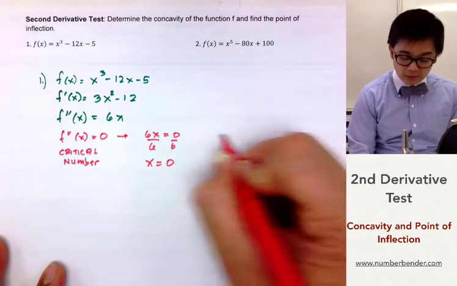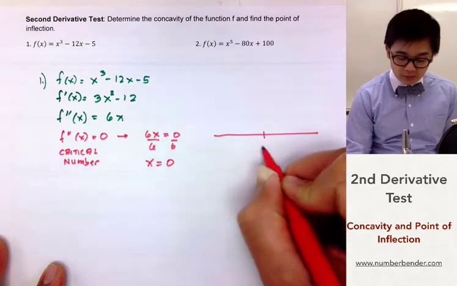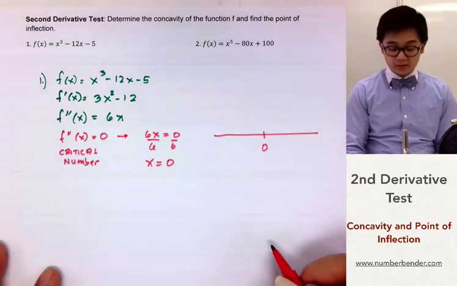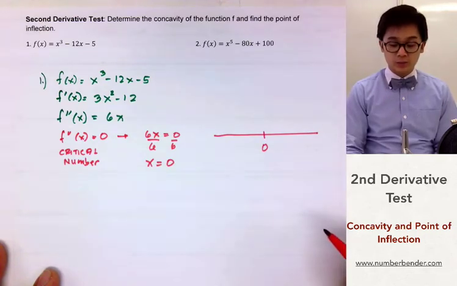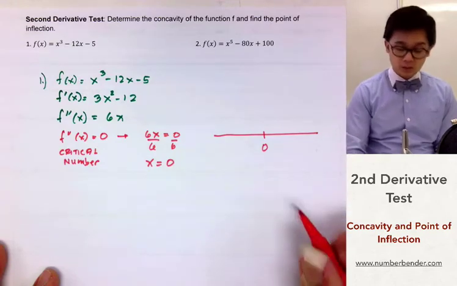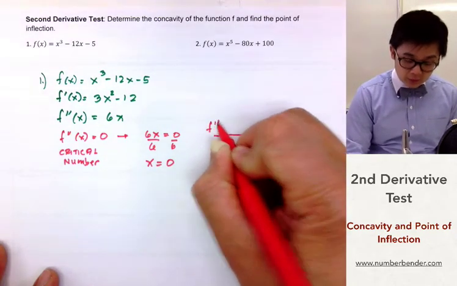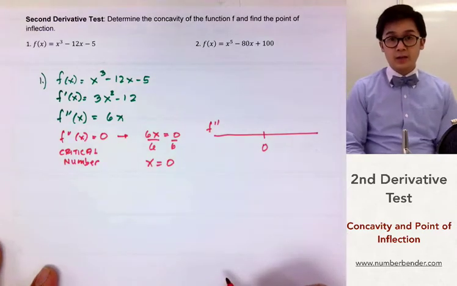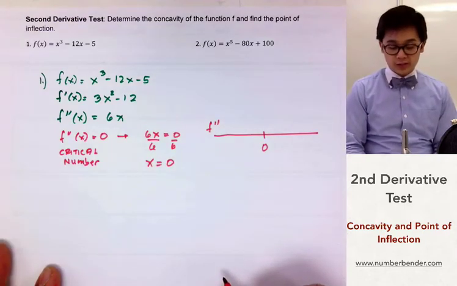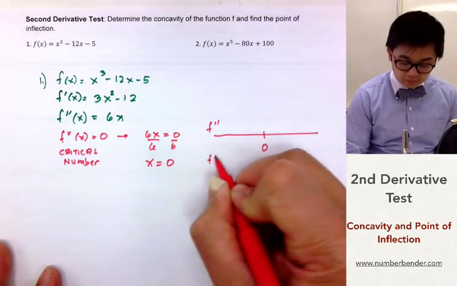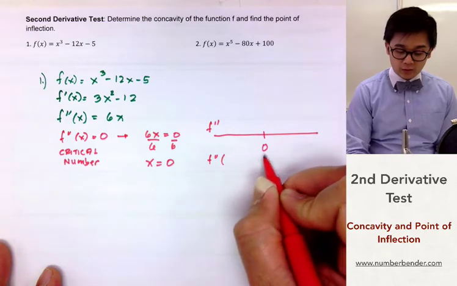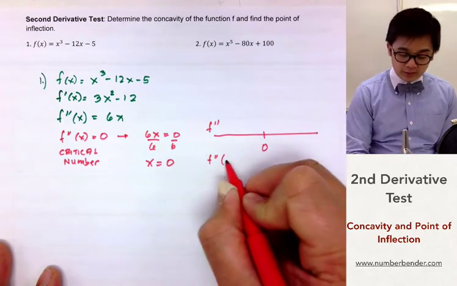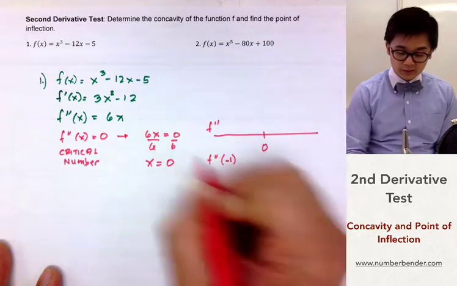So since this is our critical number, we can use our sign chart. And now our sign chart has a different purpose, not to determine the local extrema or the behavior of the increasing and decreasing function, but to find and determine the concavity and the point of inflection of our function f using the second derivative. So we need to set a value for x here. Let's use -1 because -1 is less than 0.